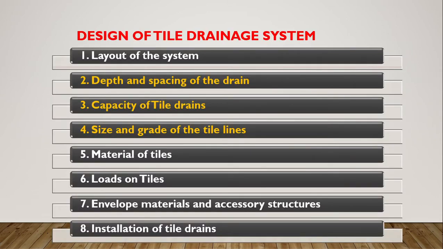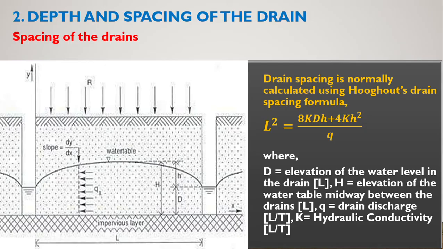Before that, we will just analyze what were the steps. There were 8 steps: layout, depth and spacing, capacity, size and grade, material, load, envelope materials, and installation. So these were the steps. Out of that, layout we have discussed. Now we are moving on to the second, third, and fourth step. First, we will see the second step.